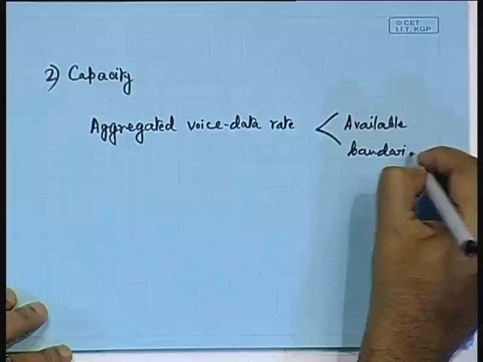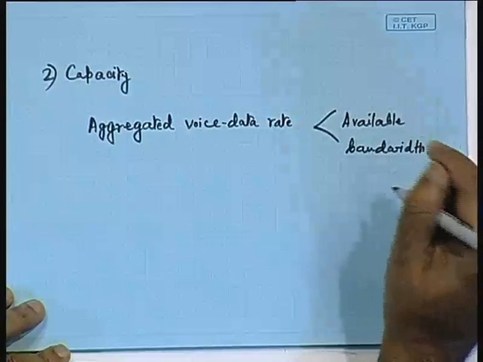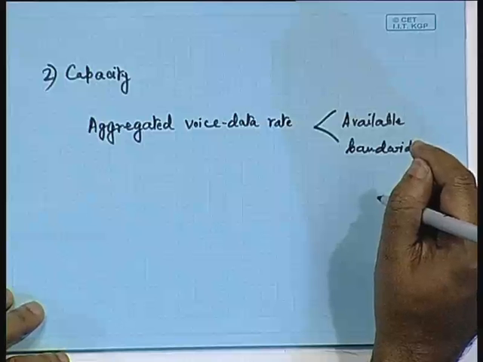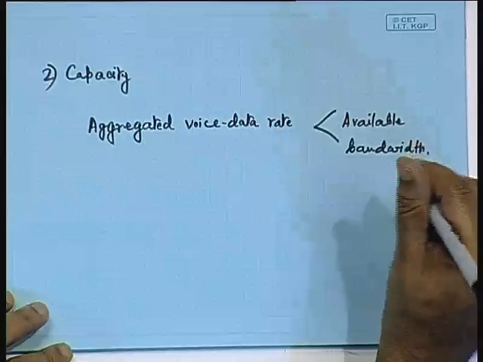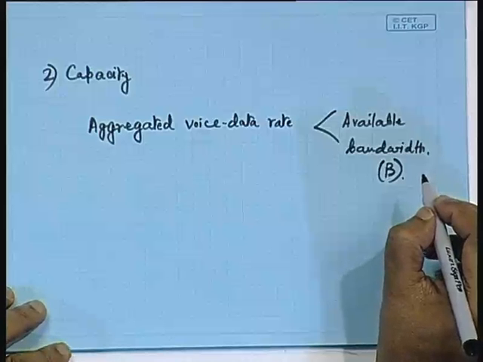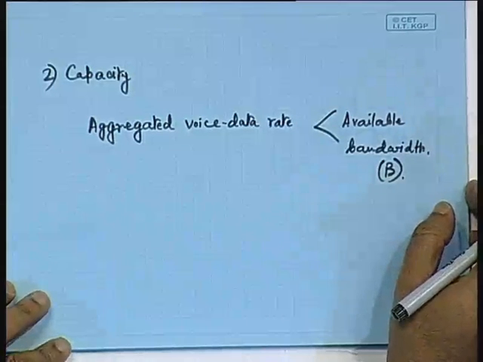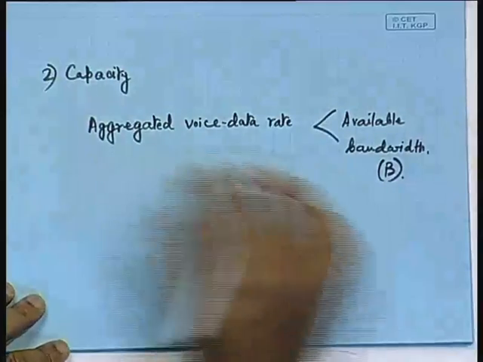Otherwise you will have packet loss. So the aggregated voice data rate has to be less than the available bandwidth, and let us say that the available WAN bandwidth is B. And how to compute the aggregated voice data rate?